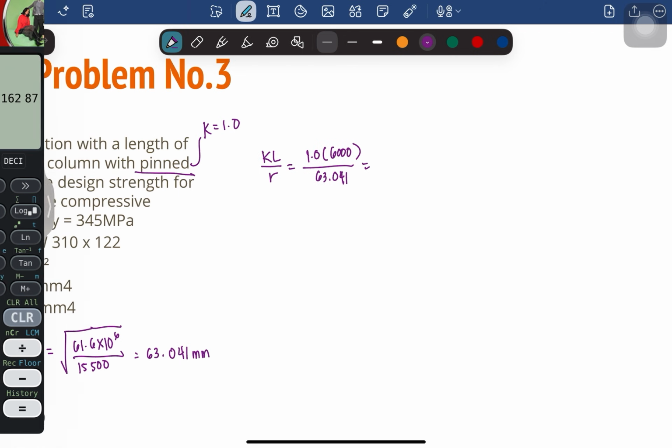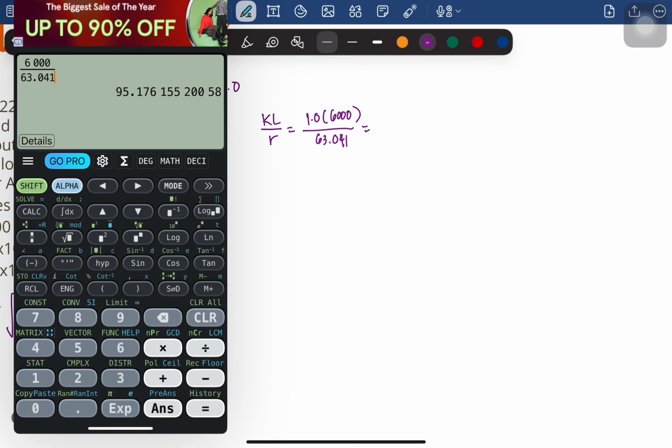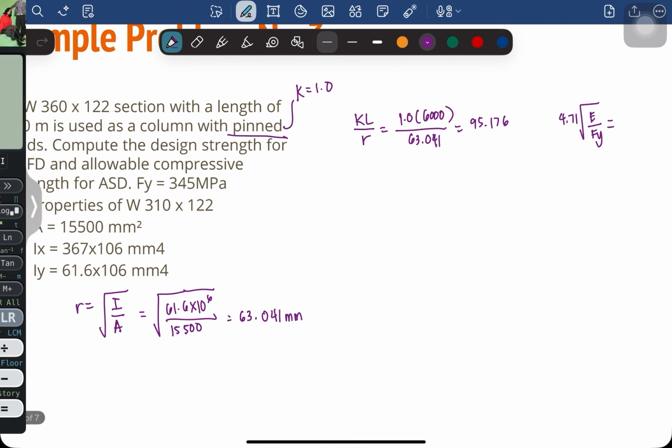So what is the slenderness ratio? So KL over r, 6,000 over 63.041, is 95.176. Then compare it to 4.71 so that we can determine kung anong formula yung gagamitin for Fcr. 4.71 square root of E over Fy, 200,000. The given Fy here is 345.